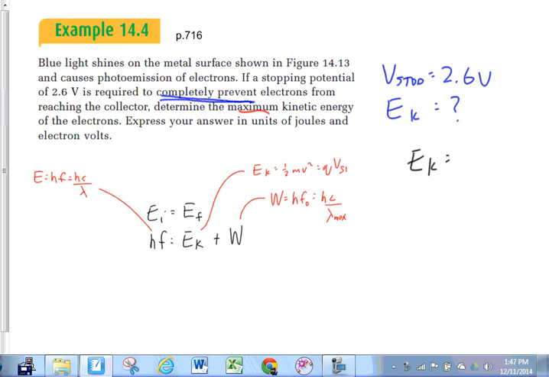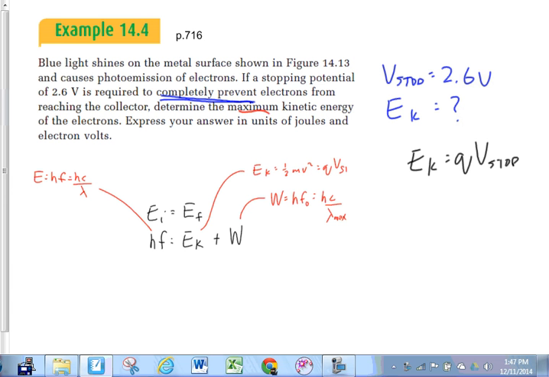Even if Lucas had to give me a different equation, I would have gone with it, because they're all valid. So even if he had given me a different one, it's not wrong. This is just the one that's going to work for us right away. Okay. EK is equal to QV stop.